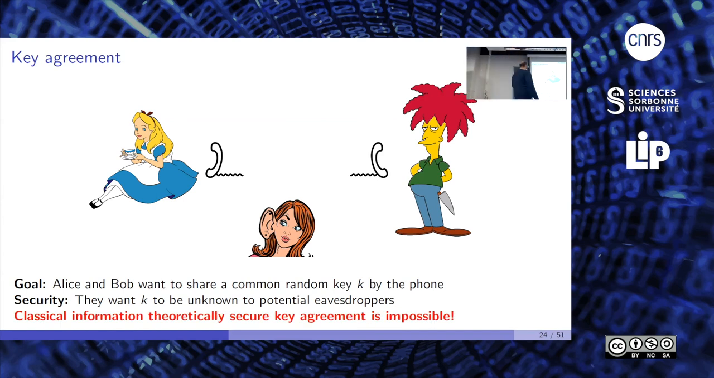What's important is that one can easily show that using just classical communication, it's not possible in this model to information-theoretically securely agree on this common key. This can be shown, and the idea is that everything that Bob is learning, Eve is also learning. So if Bob is able to find the key, Eve can do the same thing as Bob in order to learn it somehow.